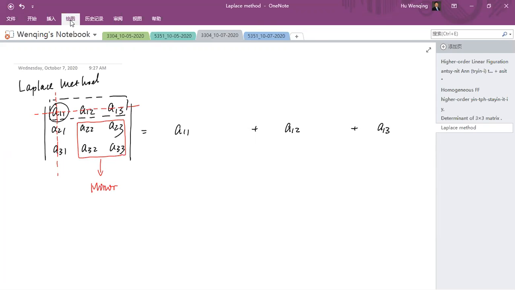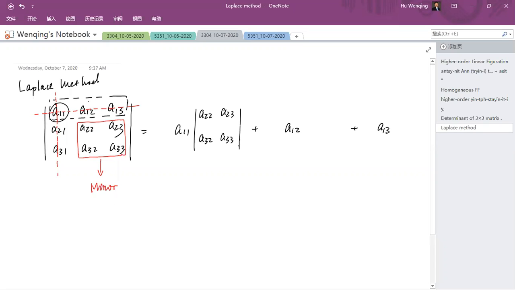Once you have the minor matrix, you're going to just calculate the determinant of the minor. So that's going to be A22, A23, A32 and A33. That's going to be the minor matrix. And similar thing for A12 and A13. The only thing you have to do is to determine your minor.